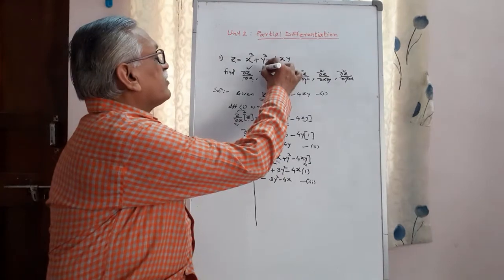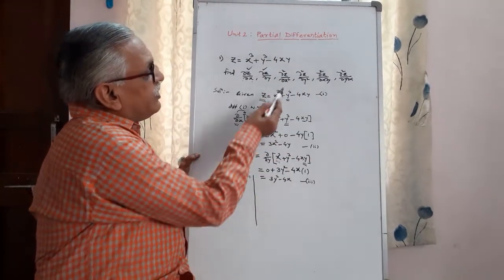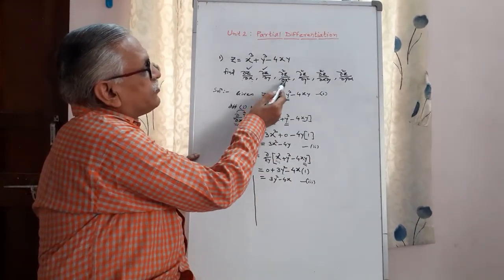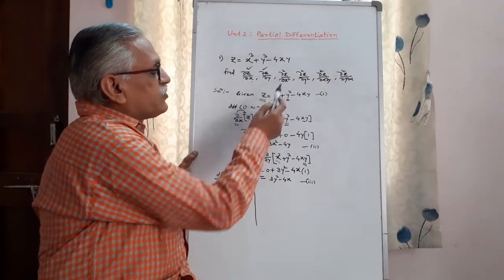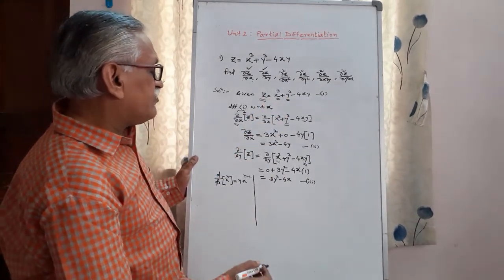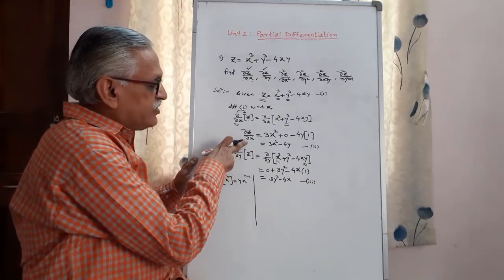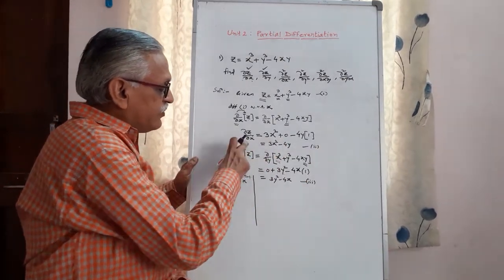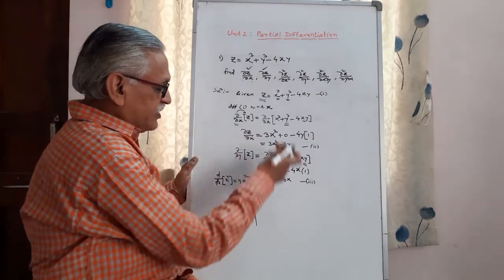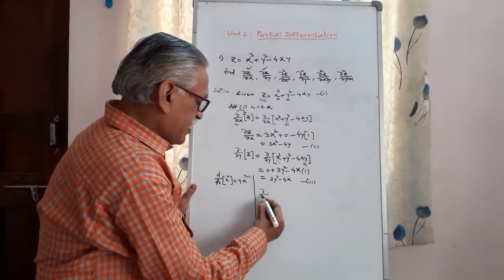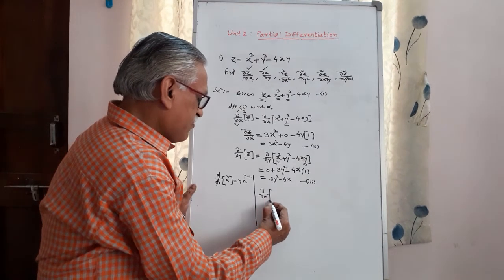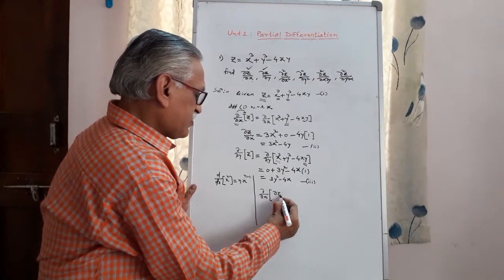Okay, we get the result for this. Then we require to find second order derivatives. Second order derivative of z with respect to x, and for that we have to differentiate this result number 2 again with respect to x, and that we can write symbolically as ∂/∂x of ∂z/∂x.